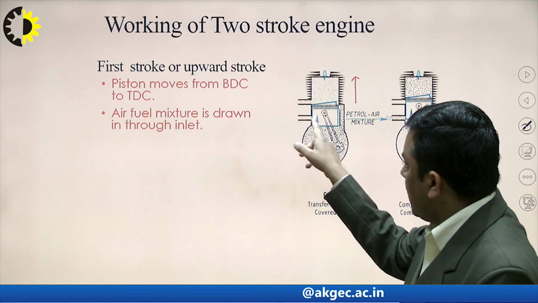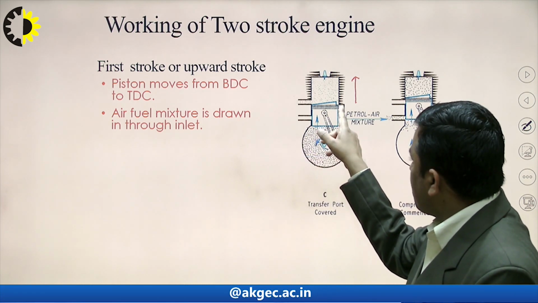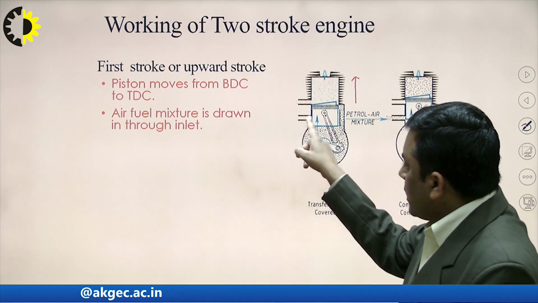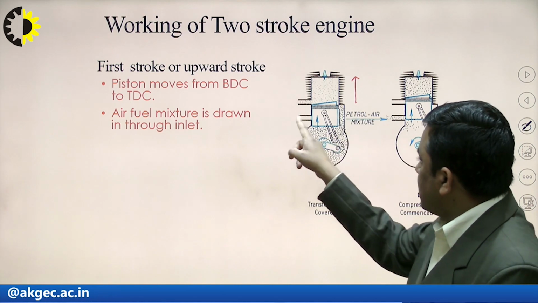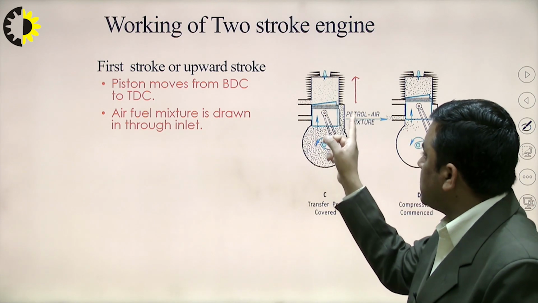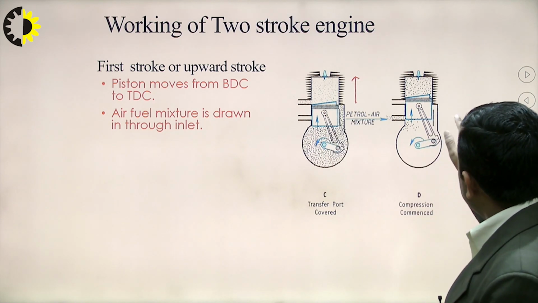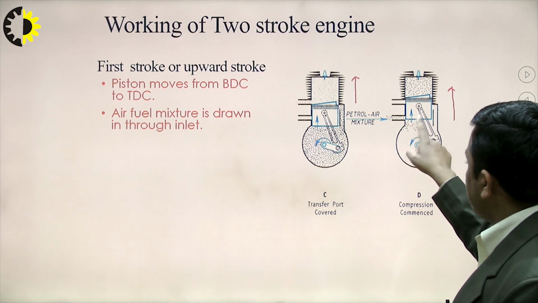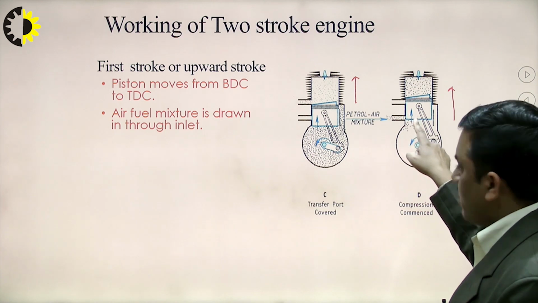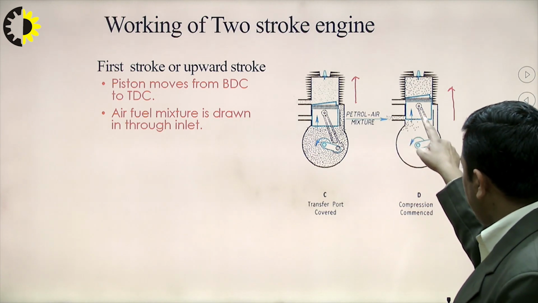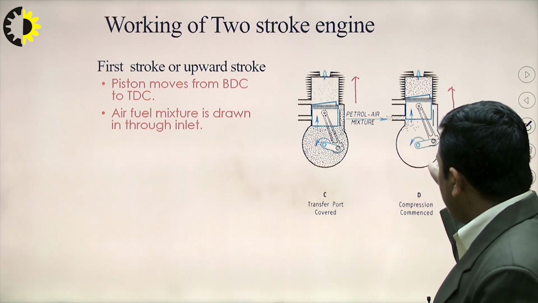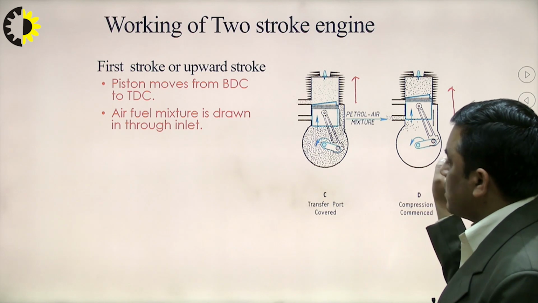Here we can see the inlet port is closed, the transfer port is slightly open. For taking the fresh air-fuel mixture, it is necessary to open the inlet port. For that the piston will move from BDC to TDC. As the piston moves from BDC to TDC, here we can see that the inlet port is getting open and the fresh air and petrol mixture is coming in. Where is it coming in? It is not directly going towards the cylinder, it is coming in the crankcase. So this is what is happening.